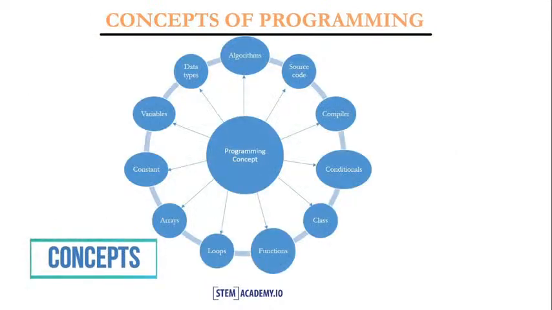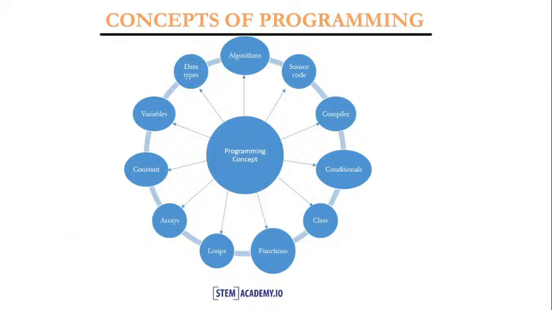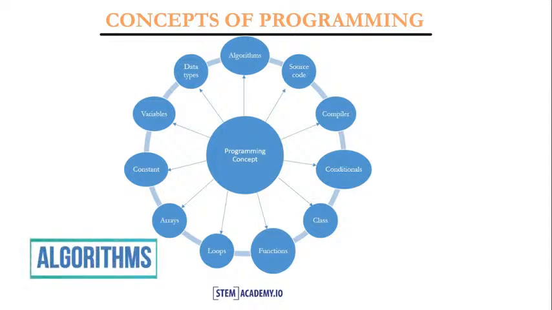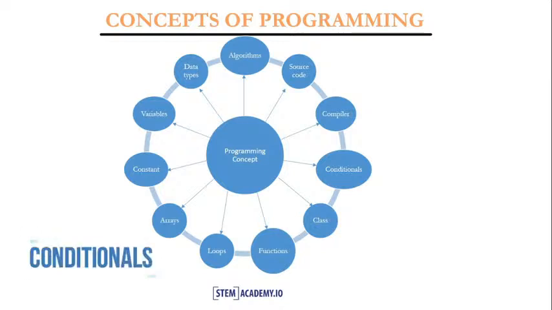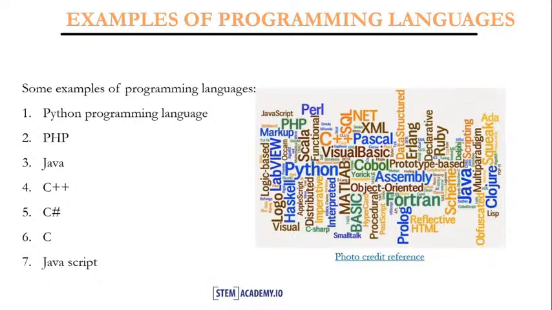The programming concepts are fundamental to every programming language, and they are algorithms, source code, compiler, conditionals, class, functions, loops, arrays, constant, variables, and data types. In our next slide, we will see examples of programming languages. Here are some examples of programming languages. 1. Python programming language, 2. PHP, 3. Java, 4. C++, 5. C#, 6. C, and 7. JavaScript. In our next slide, we will discuss some facts about Python programming language.